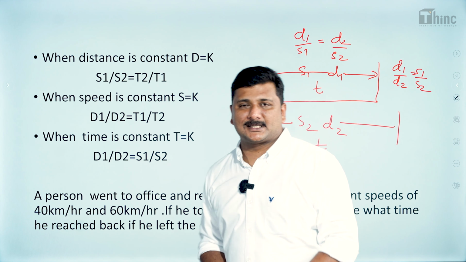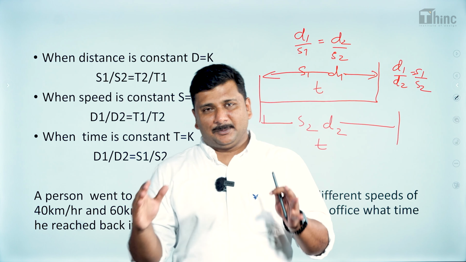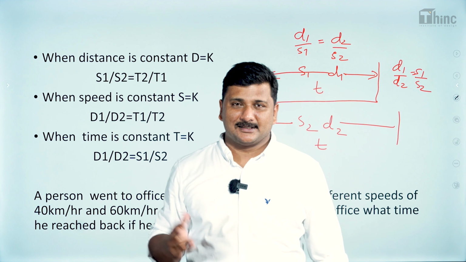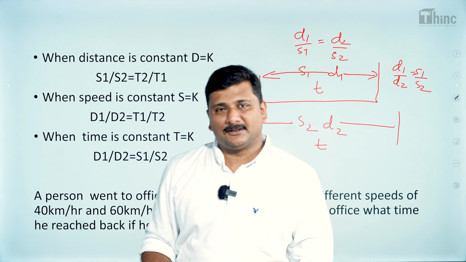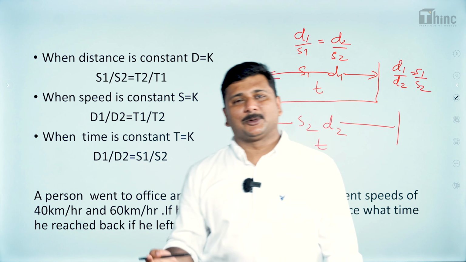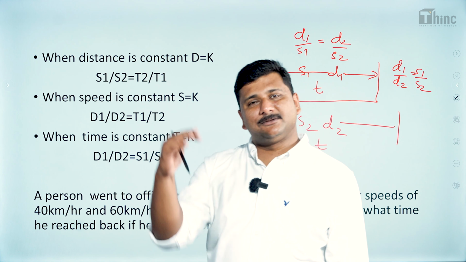But when speed is constant, a person is moving at a particular speed throughout. When he travels for more time, he can travel more distance. When he travels less time, he can travel less distance. So when speed is constant, distance and time are directly proportional. That's why d1 by d2 equals t1 by t2.